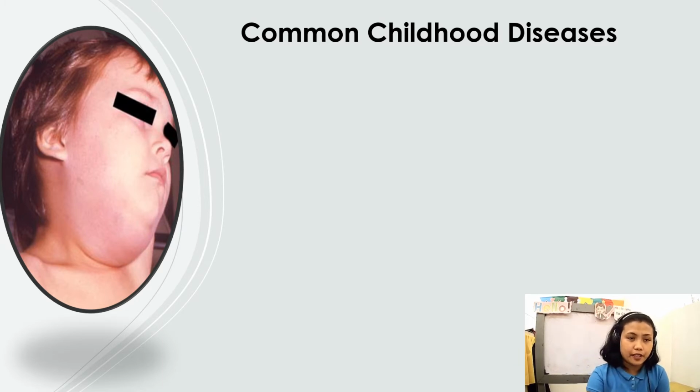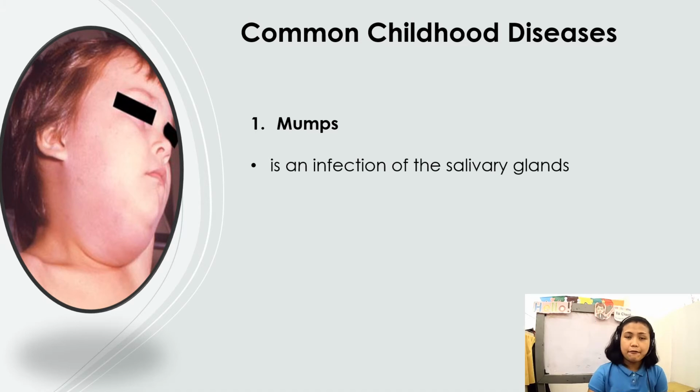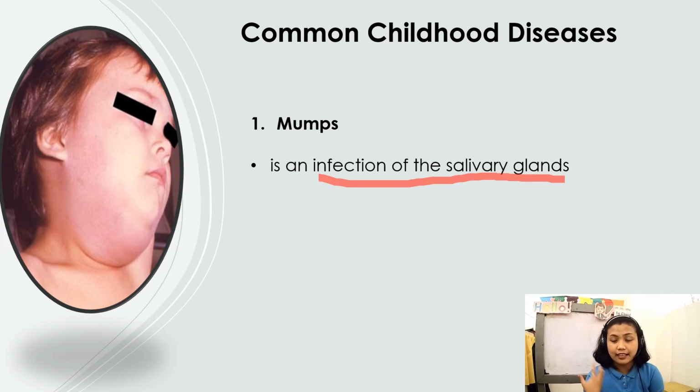Yeah, you look at the picture. So, we see mumps, gitawag siya mumps, it's commonly in children also. So, it is an infection of the salivary glands. So, there's an infection in your laway or salivary glands. So, na-infected imong salivary glands. Ang not laway, but yung glands na nagpo-produce ng saliva.